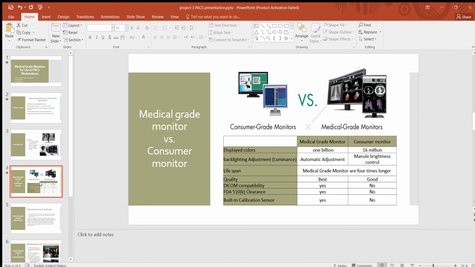Lifespan: even though it's more expensive when you purchase it in the first place, if you look at it in the long run, it's more convenient and much more cost effective to go with a medical grade monitor. Look at the quality, it's the best and it's FDA approved. Also, medical grade monitors have built-in calibration sensors, compared to consumer monitors, which actually have none, if any.